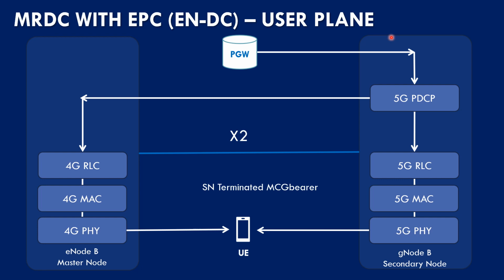For split bearers, MN terminated SCG bearers and SN terminated MCG bearers, PDCP data is transferred between MN and SN via the MN-SN user plane interface. So as we have seen in this example, for our case, SN terminated MCG bearer, we need to transfer the data between MN and SN. So it is done via the user plane interface. In this case, it is the X2U interface.